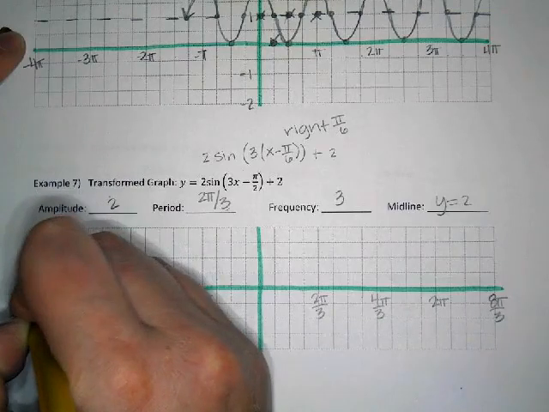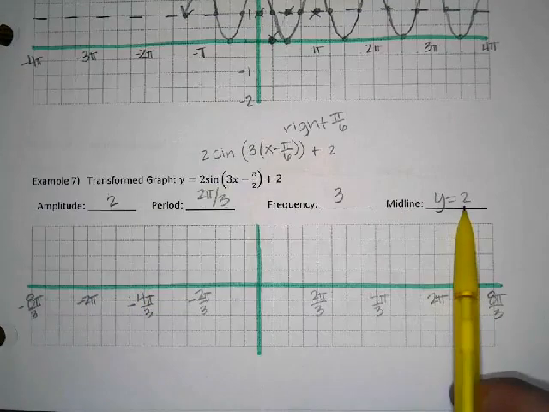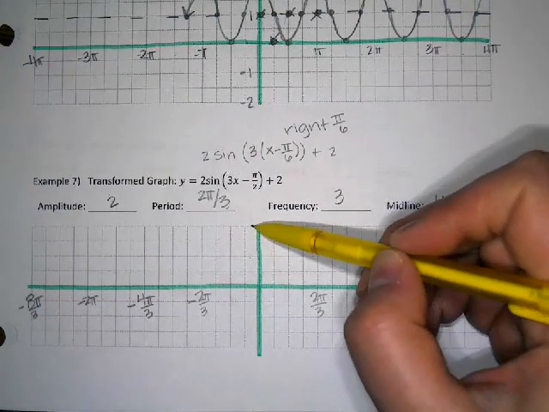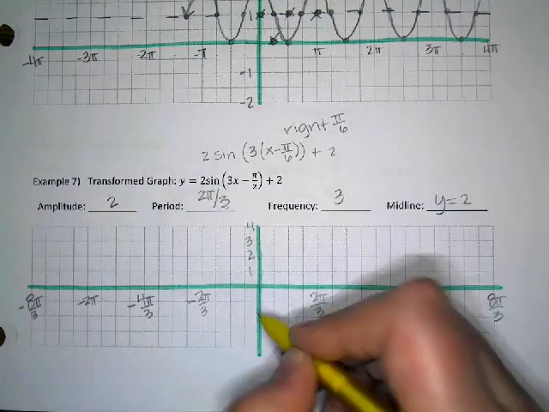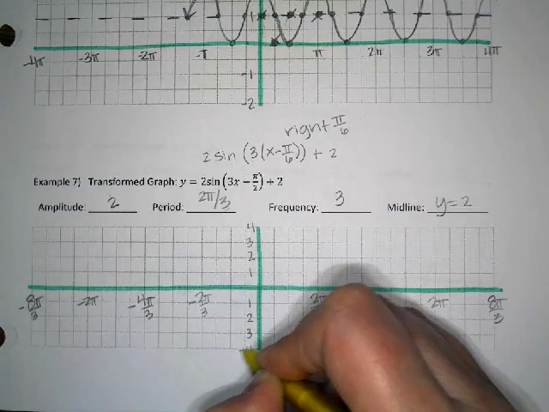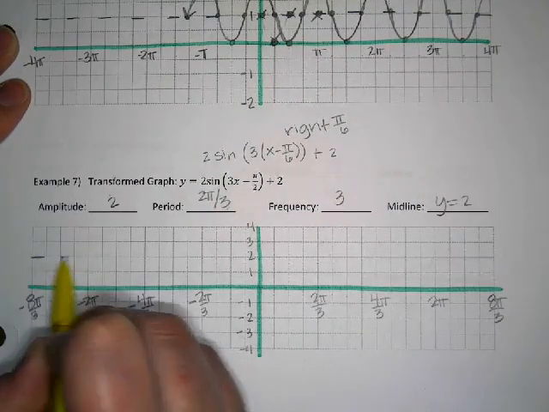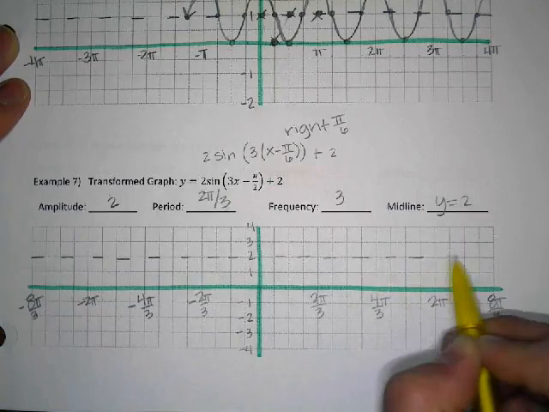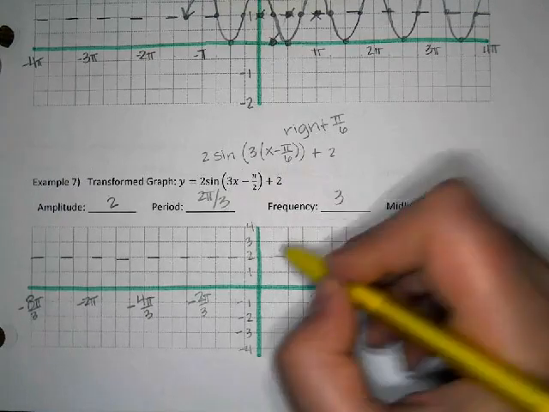Okay, if we have an amplitude of 2 and a midline of 2, should I do 1, 2, 3, 4, or should I do 1, 2? 1, 2, 3, 4. Okay. So there's my midline of 2. Okay, so I'm going to start at the beginning and at the end of the period. There's the middle.